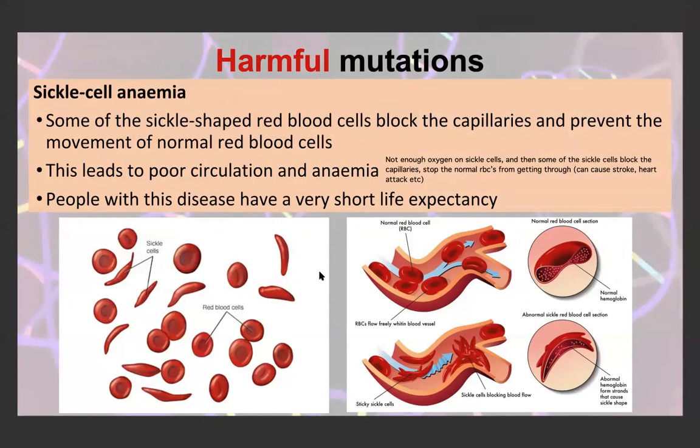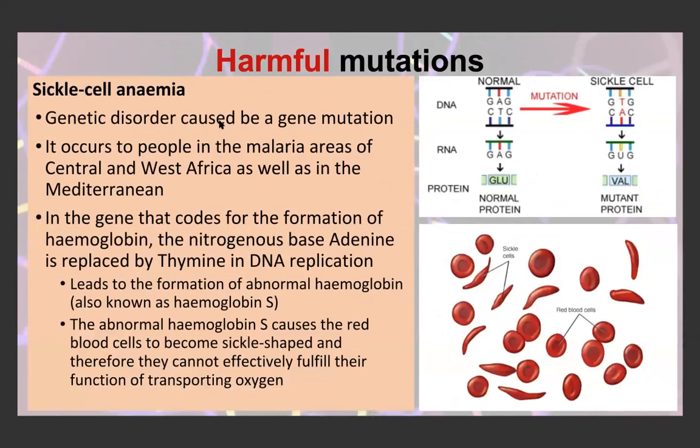One of the side effects of sickle cell anemia, surprisingly a beneficial side effect, is that people with sickle cell anemia are actually resistant to malaria, which is one of the reasons why sickle cell anemia occurs in the people in the malaria areas of Central and West Africa. Because people with sickle cell anemia can't get malaria, even though they have a low life expectancy because of this mutation, they may still have a higher chance of reaching adulthood and the age of sexual maturity because they aren't exposed to malaria.